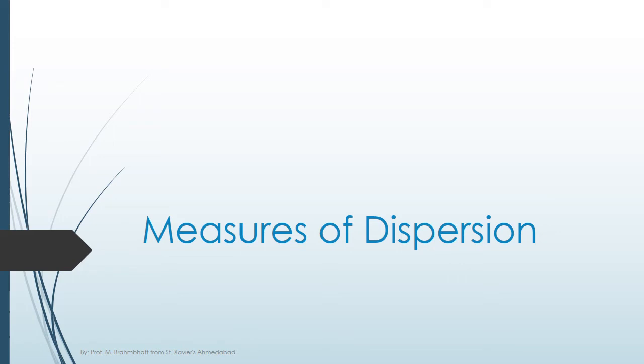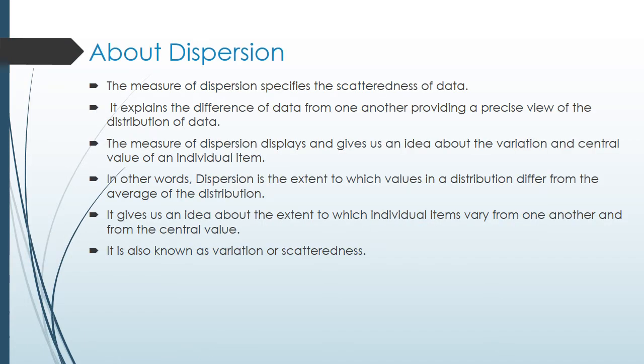In this session, I am going to discuss the measure of dispersion. Let's see about the dispersion in detail. The measure of dispersion specifies the scatteredness of data. It explains the difference of data from one another, providing a precise view of the distribution of data.